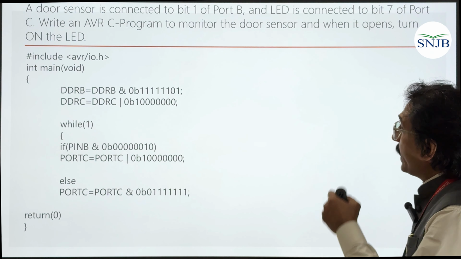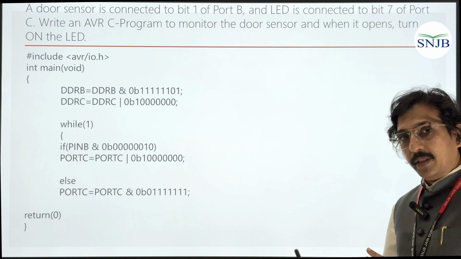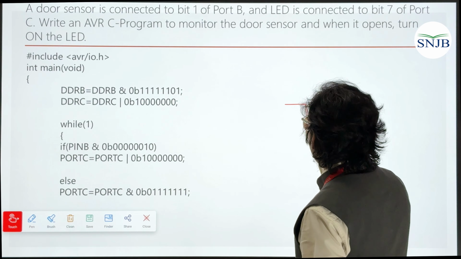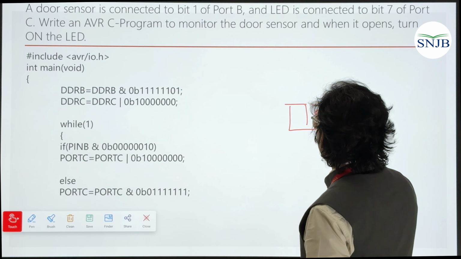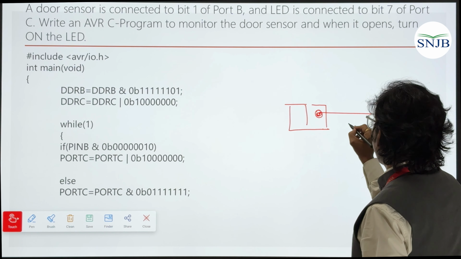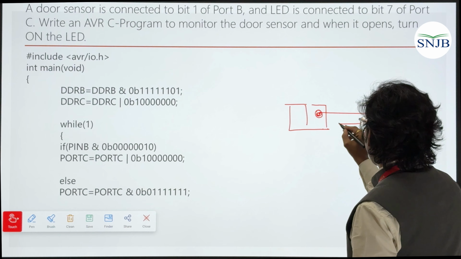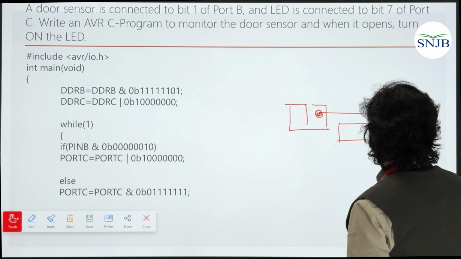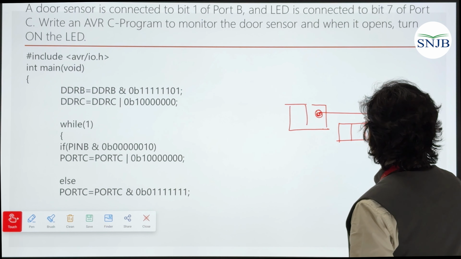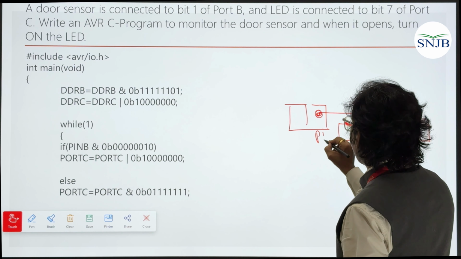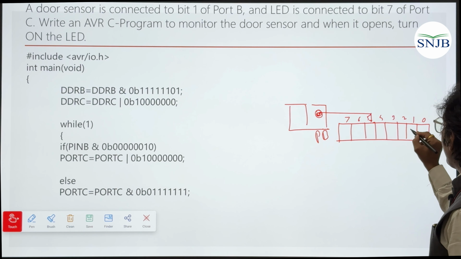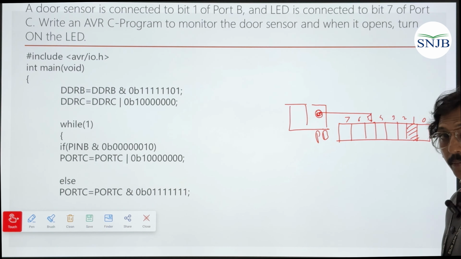The next one is also similar to the previous one. Here a door sensor is connected. For example, this is a door and one sensor is connected over here, and that is connected to the first pin of port B. The 8-bit port B is there: 0, 1, 2, 3, 4, 5, 6, 7. We are sensing the first bit of port B, meaning this bit actually.